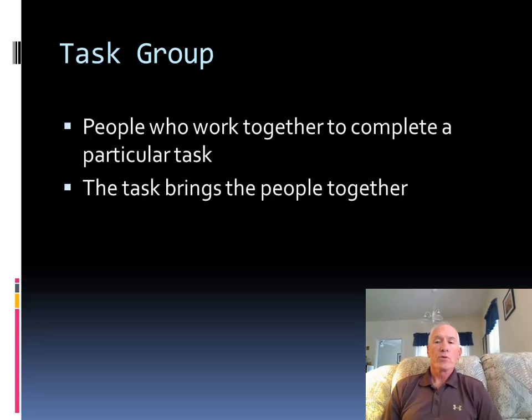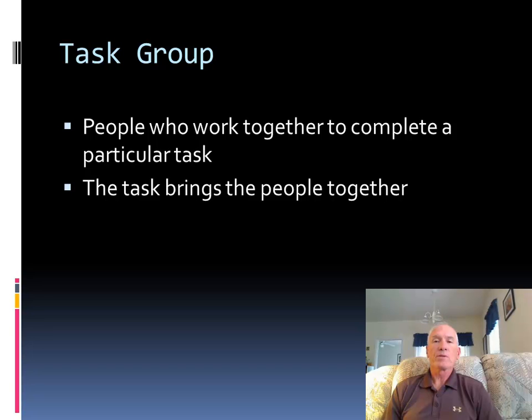There are task groups, which are where we bring people together to complete a particular task. This may be committees that we form to examine particular problems or create particular solutions to short-term problems in the organization, or perhaps more long-term considerations, like a training committee whose responsibility is to come together and discuss or review training, and make recommendations to training staff and to senior leaders.